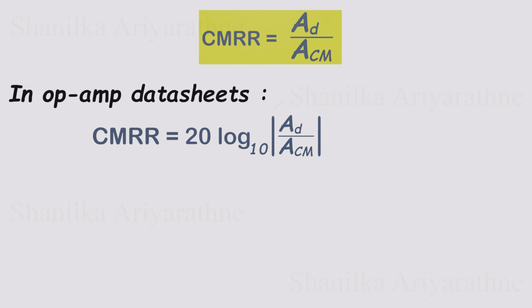Most of the time, in op-amp datasheets, the CMRR is given in decibels. It's written in a form that uses 20 as a multiplier. I won't go into why we use this form here, but there is a neat reason behind it. I'll leave that as a challenge. Do a bit of research and share your explanation in the comments below.